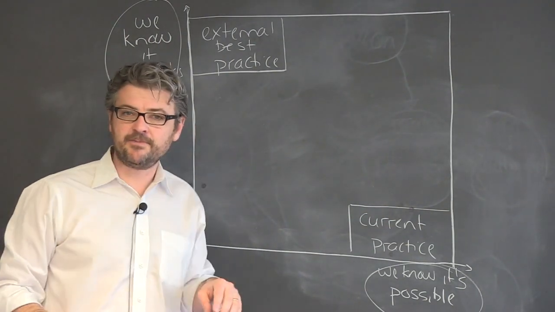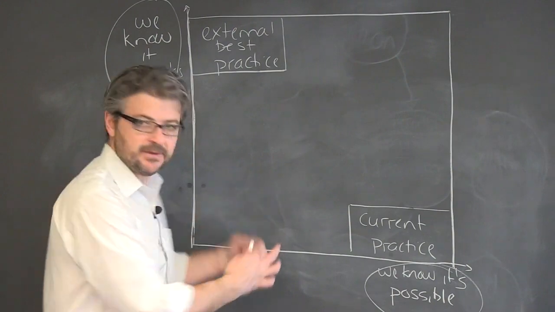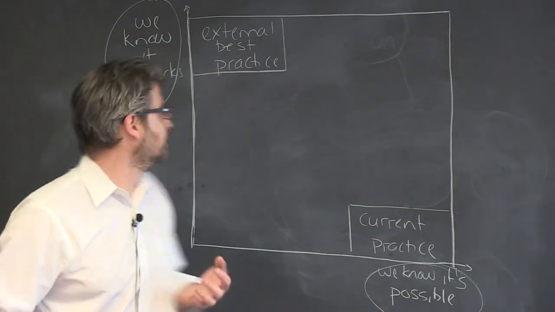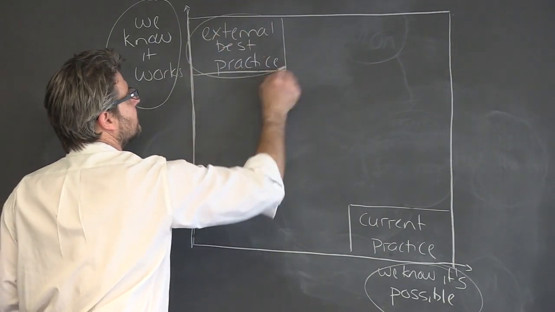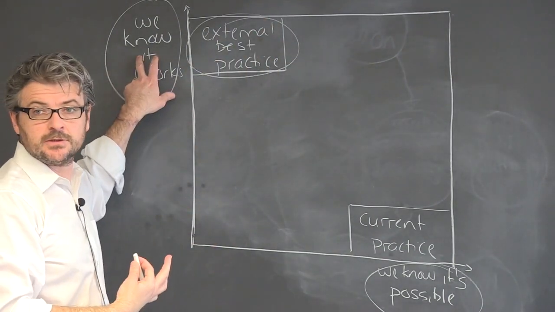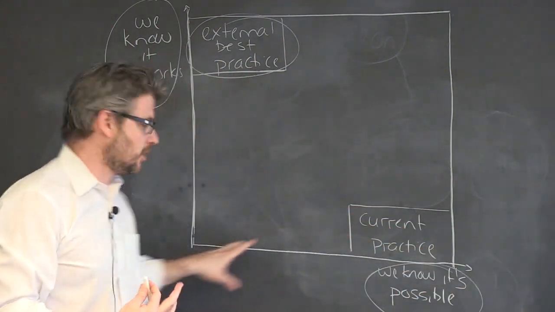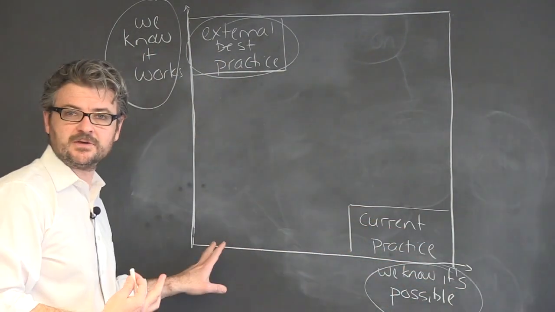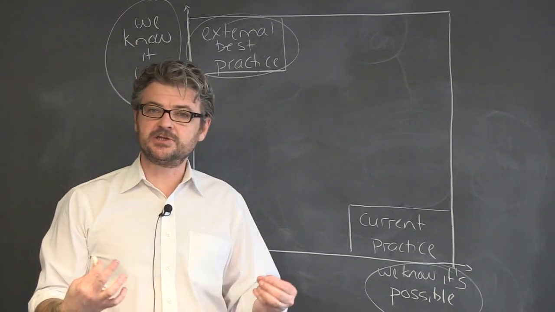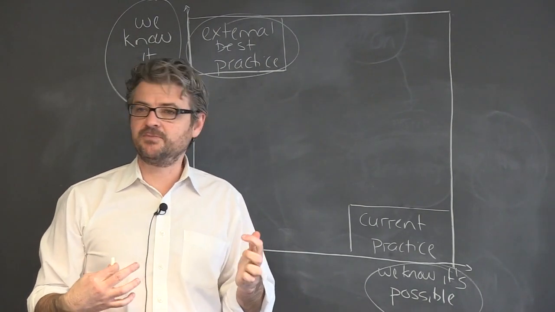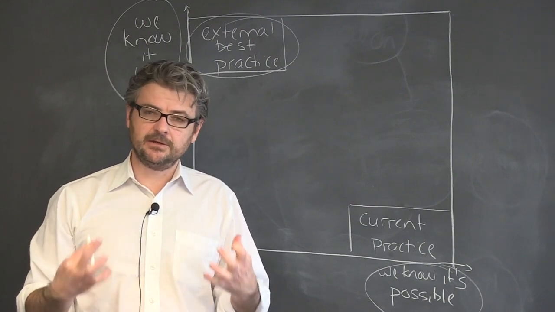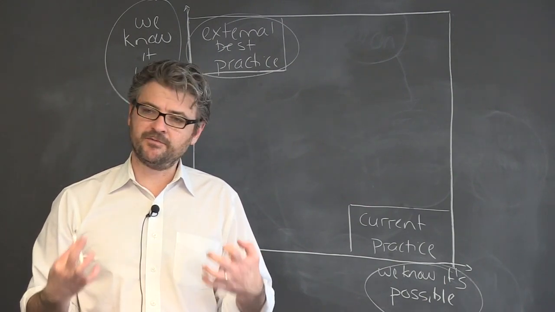Now, typically in development, if you take this problem to any development organization, they're going to come up with a solution that is up in this corner over here, which is some external best practice that they know works, but they don't know is possible because it's never been tried in your context. So this could be an education solution coming from Sweden. This could be a budgeting solution from Australia. It's something that looks great, and it's something that if we could pull it off would be fantastic.